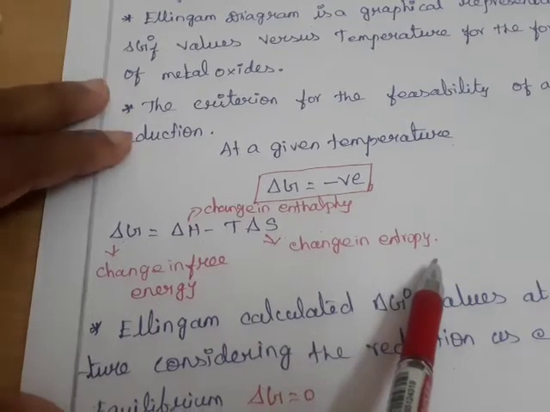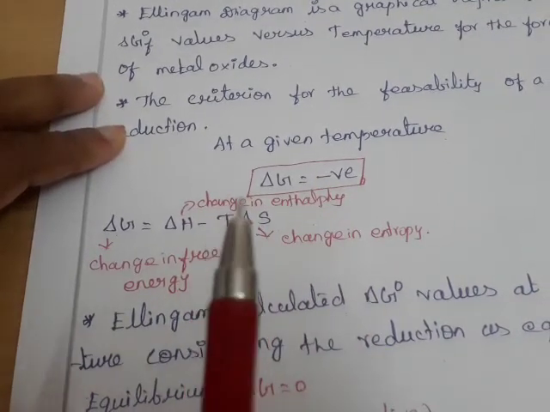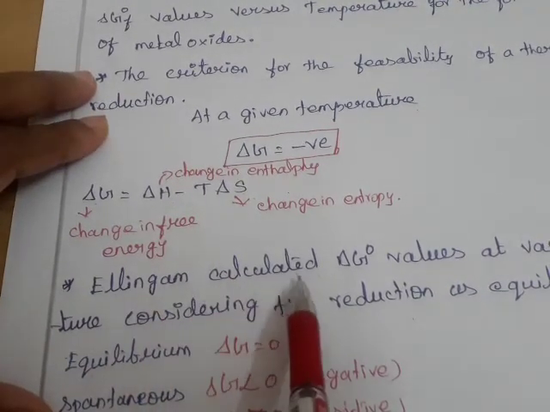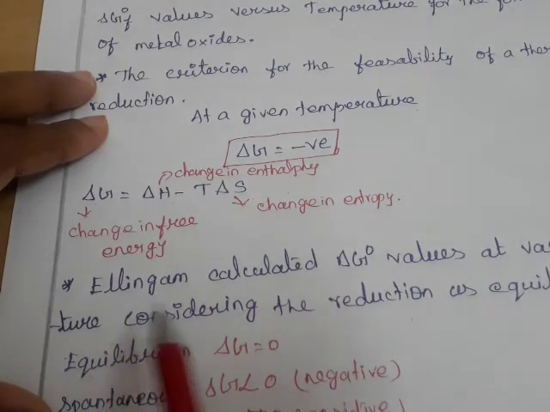Now, the important point about the Ellingham diagram: Ellingham calculated the del G naught values at various temperatures, considering the reduction as an equilibrium process.